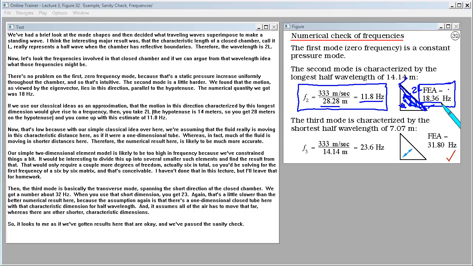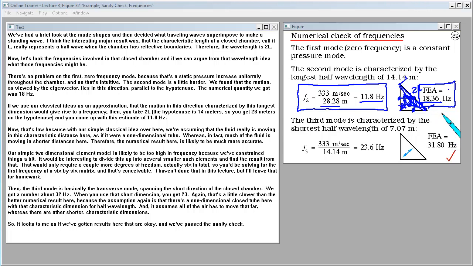It would be interesting to divide this up into several smaller such elements and find the result from that. That would only require a couple more degrees of freedom, actually 6 in total, so you'd be solving for the first frequency of a 6x6 matrix, and that's conceivable. I haven't done that in this lecture, but I'll leave that for homework.